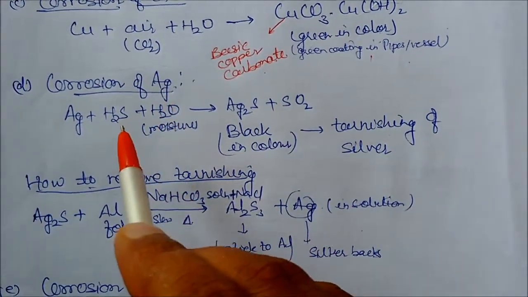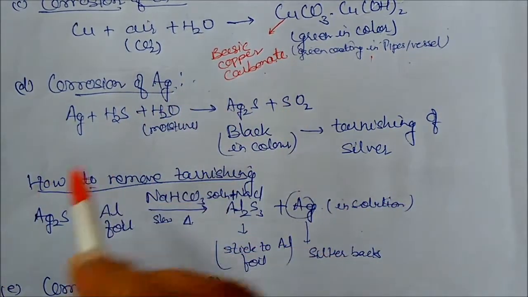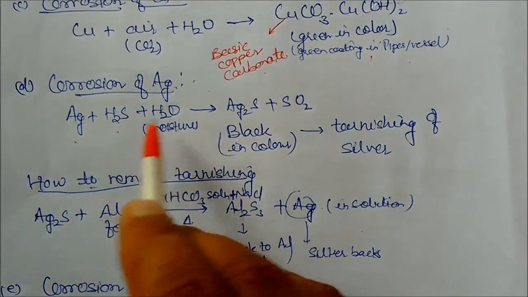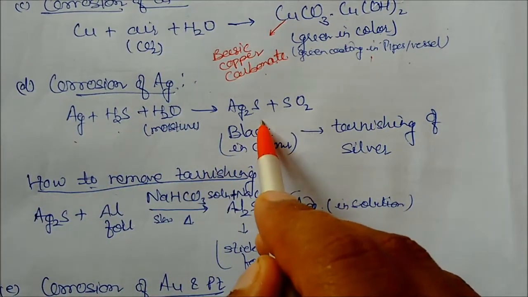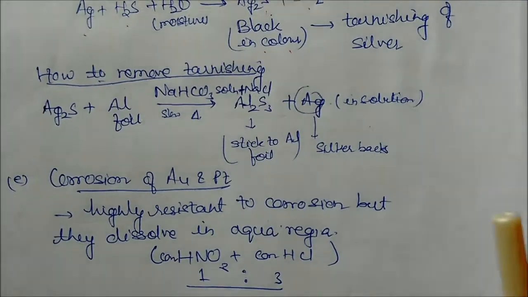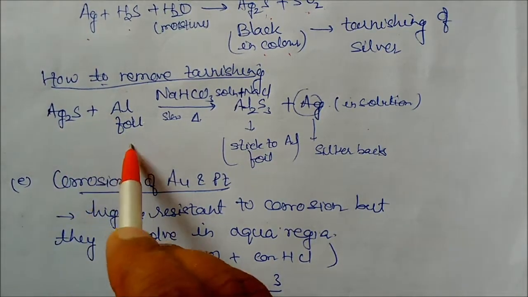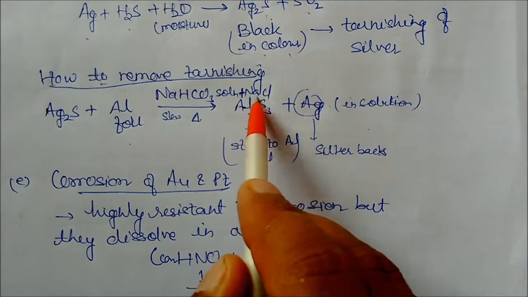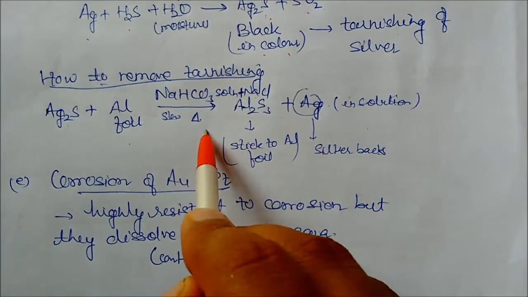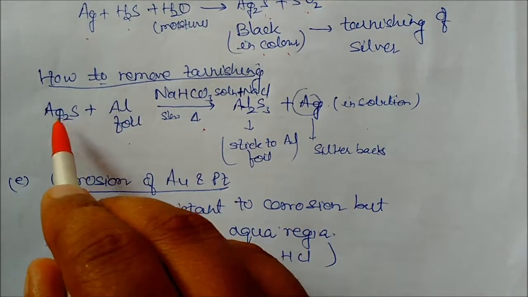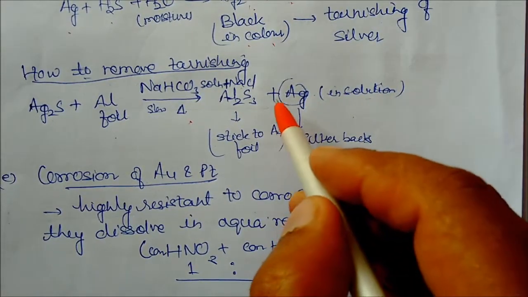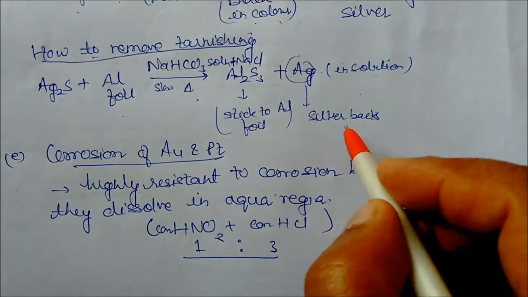Next is corrosion of silver, which is also called tarnishing of silver. Tarnishing means corrosion; basically the term is oxidation. Here silver reacts with sulfide and moisture is also required. In the presence of these, they give silver sulfide. Silver sulfide is black in color. We can remove this tarnishing: take aluminum foil, put in sodium bicarbonate solution and sodium chloride, add the silver sulfide, and heat it. The sulfide from the silver reacts with the aluminum and sticks to the aluminum foil, and silver is present in the solution. Separate the solution and dry it, and you will get silver back.